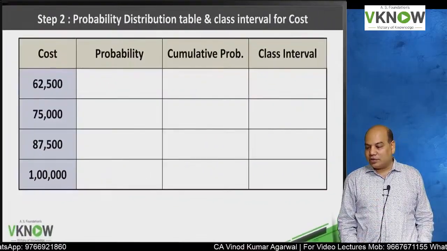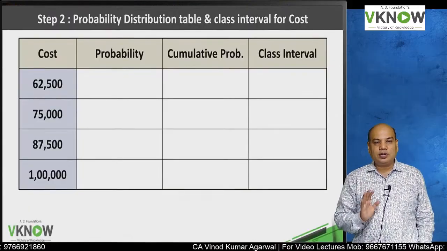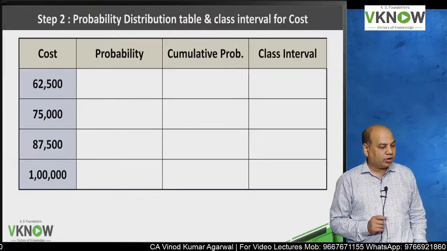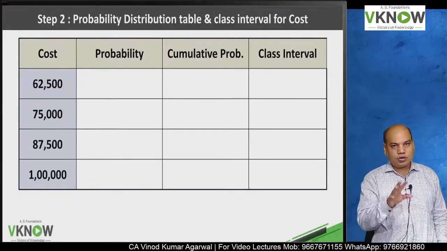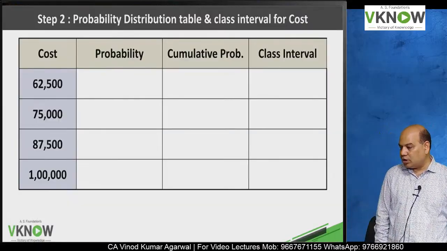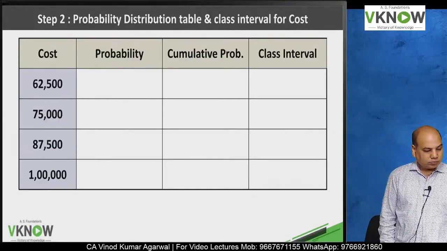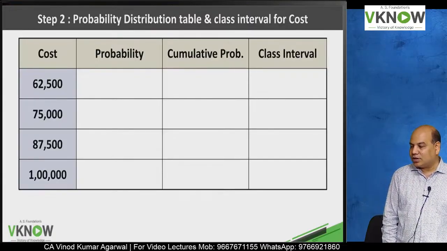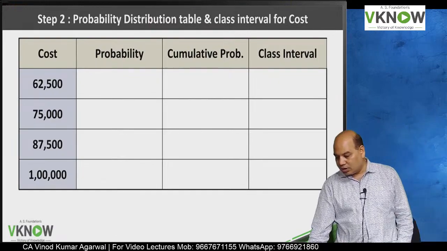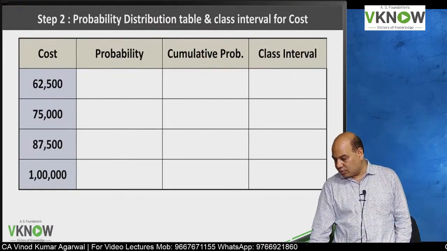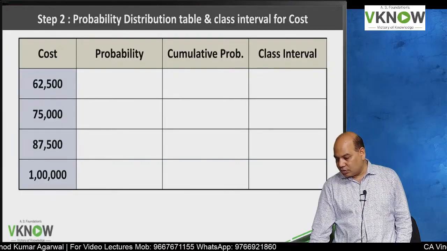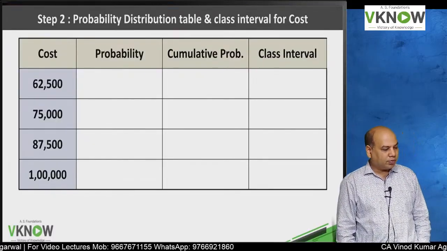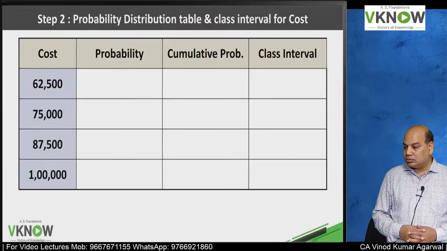Now please do one exercise for me. Calculate random number class interval for cost. Write down step 2, probability distribution table and class interval for cost, same format: cost, probability, cumulative probability, class interval.